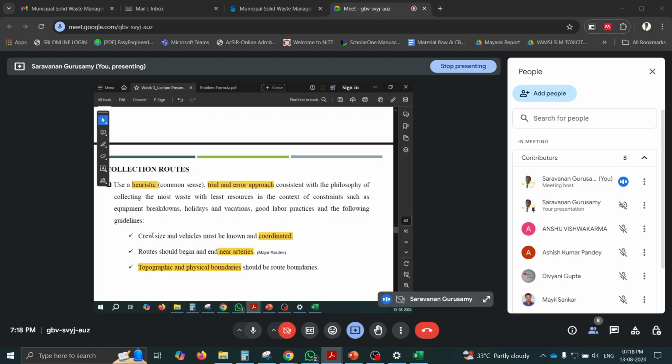So it's based on the crew size and vehicle, and the route should begin and end near the arteries. Arteries are the major roads, like a main road. If the route starts and ends at the main road, then it is easy to carry the waste to the disposal site. And topography and physical boundaries should all be considered to design the collection route.